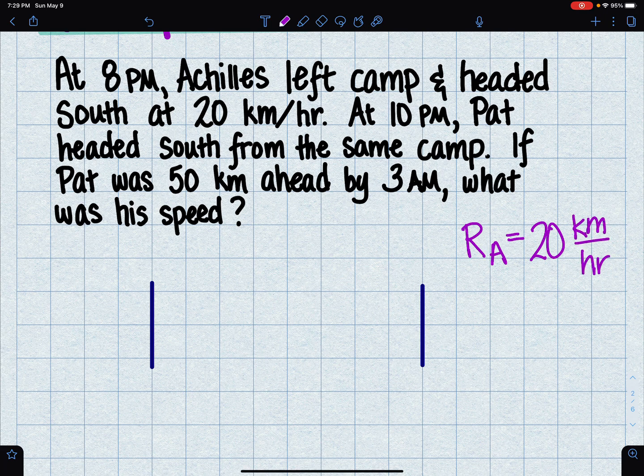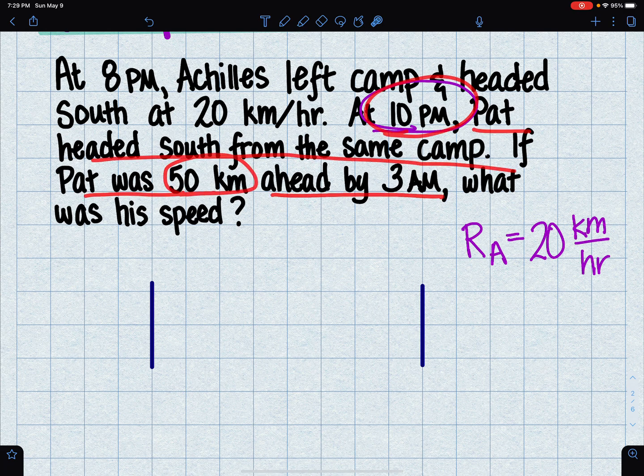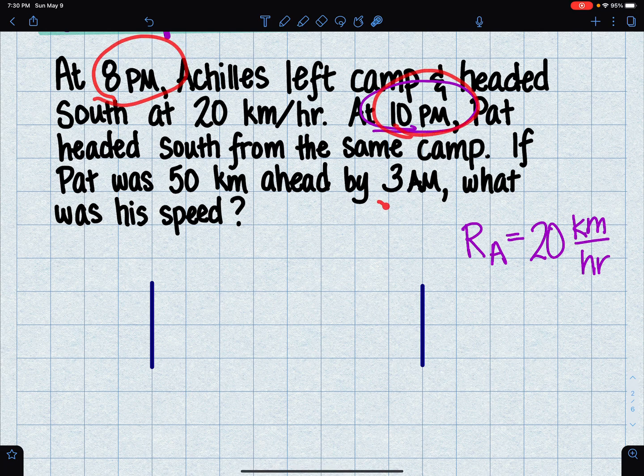Okay. And then at 10 p.m., Pat headed south from the same camp. If Pat was 50 kilometers ahead by 3 a.m., what was his speed? So they did give us some times here. They had 8 p.m., 10 p.m., and then 3 a.m. And they want to know, what are they asking for? The speed of Pat. So they want to know the rate of Pat.